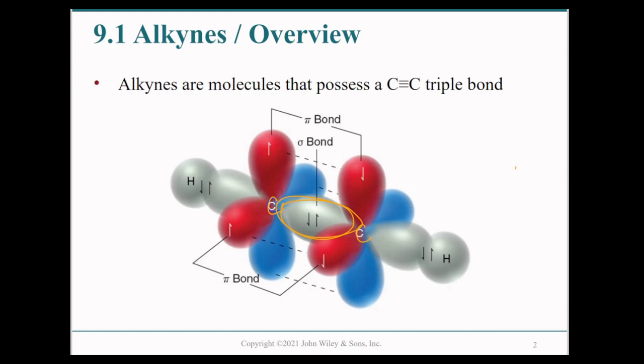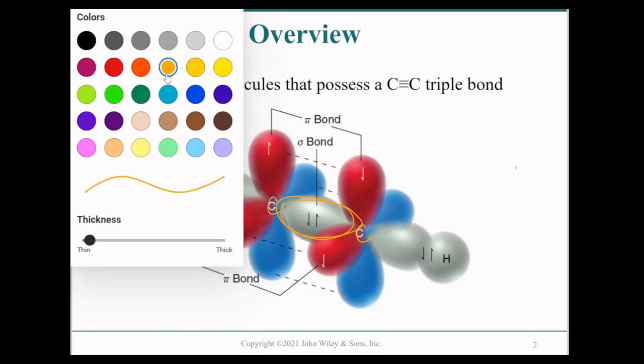And then we have two pi bonds. Those pi bonds exist perpendicular to each other. Now, the blue and red here doesn't denote the two different pi bonds. What that denotes is the positive and negative sign of the wave function. If we want to visualize where these two pi bonds lie, we can outline that. So let's go ahead and take a look at where these pi bonds lie.